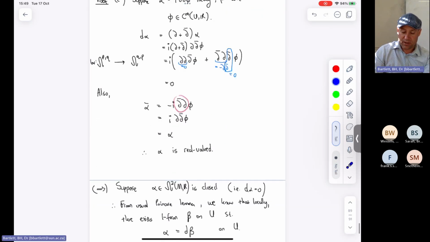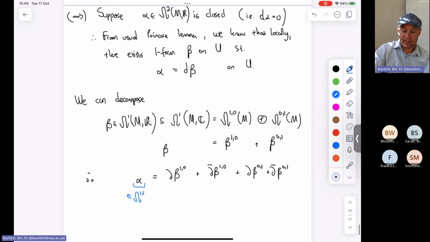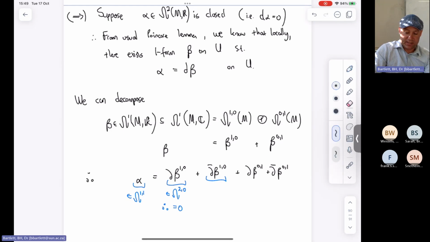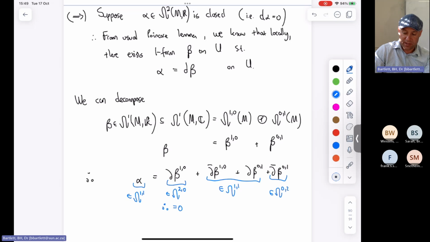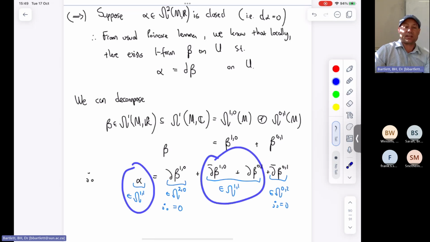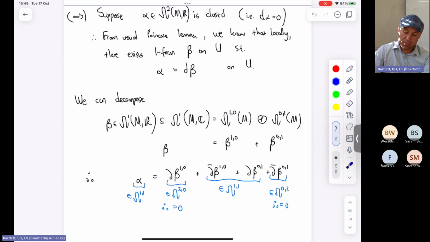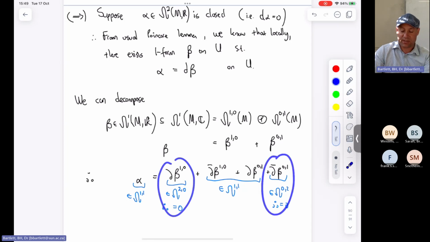Okay. So that means this guy is living inside the (2,0) forms, so it must be 0. This guy is living in the right place. So these guys are living inside the (1,1) forms. And this guy is living inside the (0,2) forms, so it must be 0. Okay, so I'm now going to refine the statement. I know that alpha can be written like this, but more importantly, this equals 0 and this equals 0.